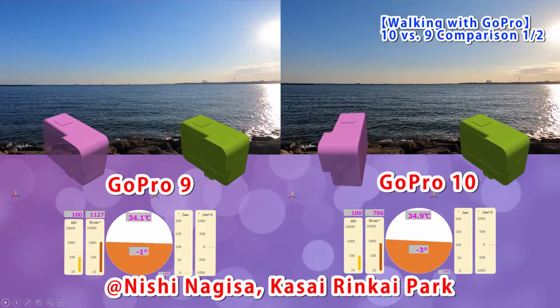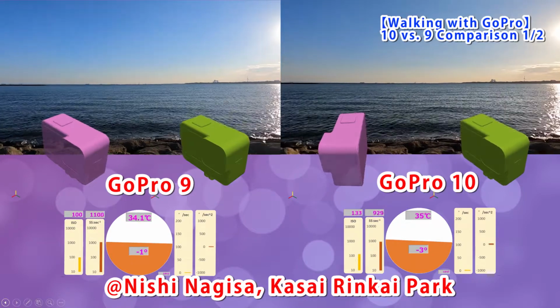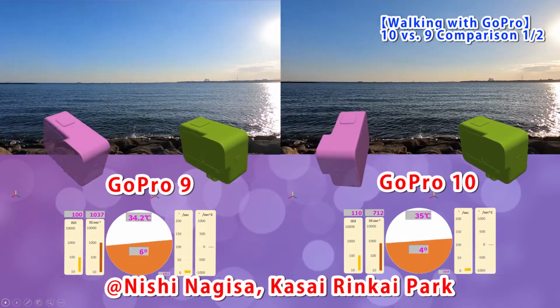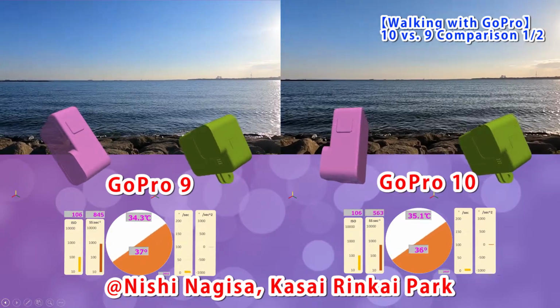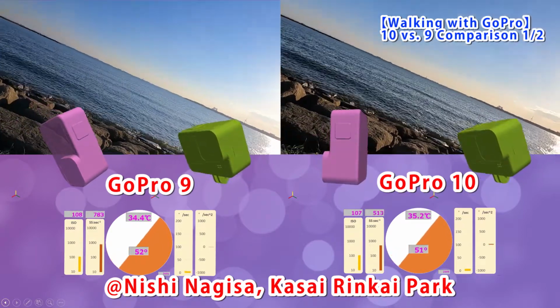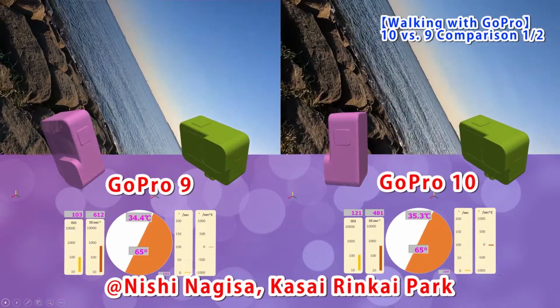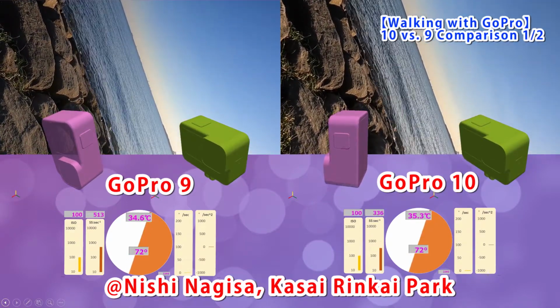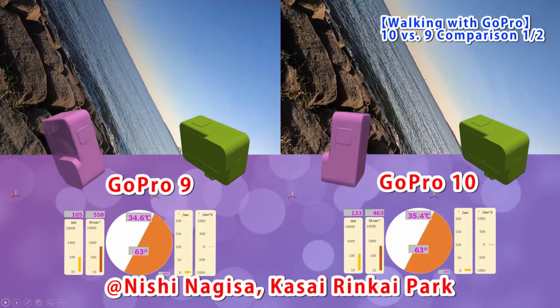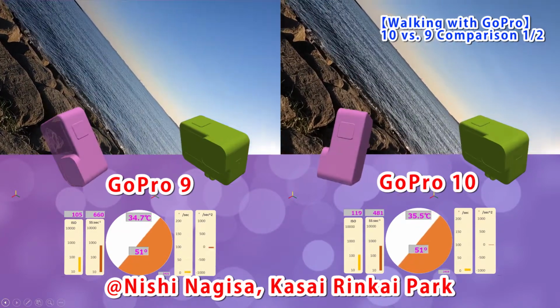Next, I rotate the horizontal angle counterclockwise and clockwise. Both GoPro 9 and GoPro 10 seem to be able to maintain the horizontal level up to around 45 degrees. The horizontal recovery angle, when the horizontal level is broken and then returned, was 43 or 44 degrees for both GoPro 9 and GoPro 10. There was no difference between the two.